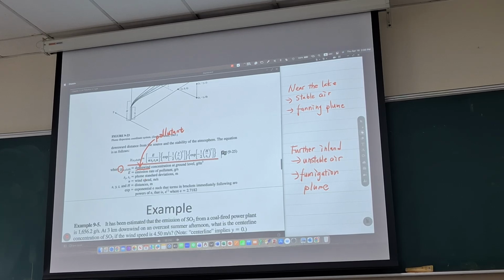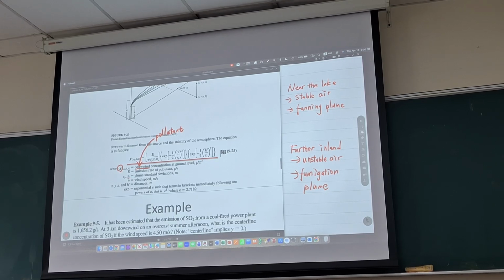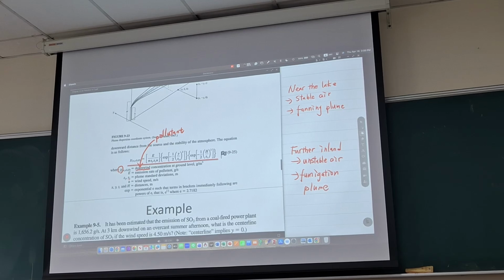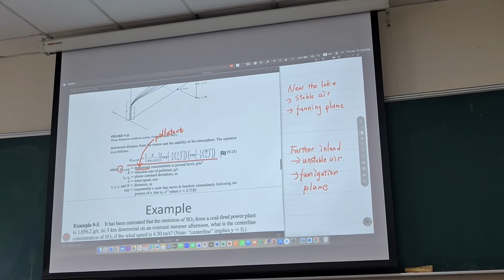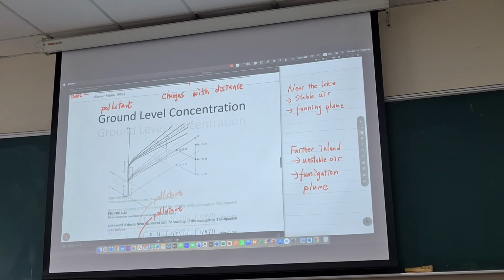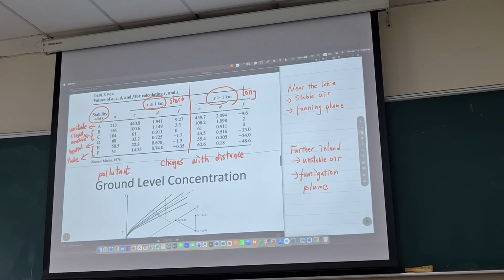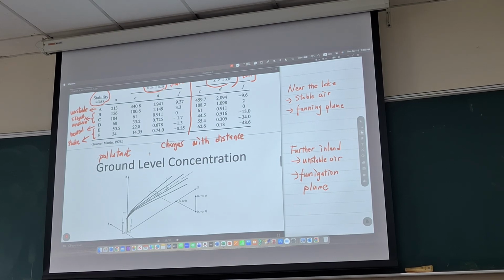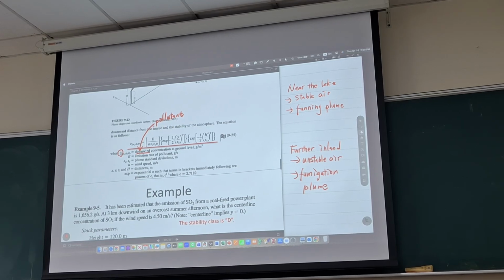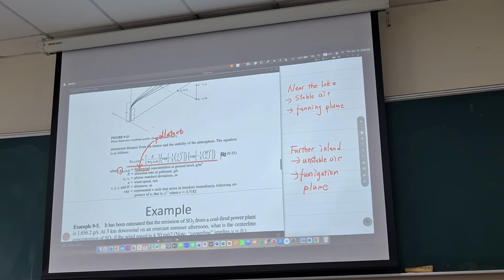And we have sigma Y and sigma Z, right? Sigma Y is the horizontal plume spread parameter, and sigma Z is the vertical plume spread parameter. You need to calculate them, use those parameters, use those values and find out.